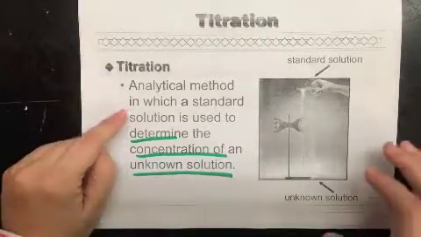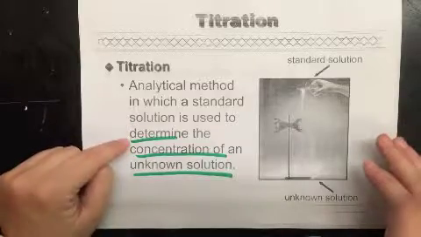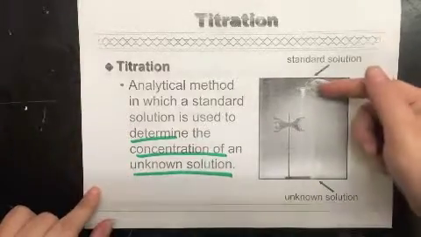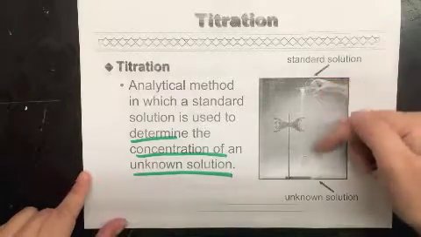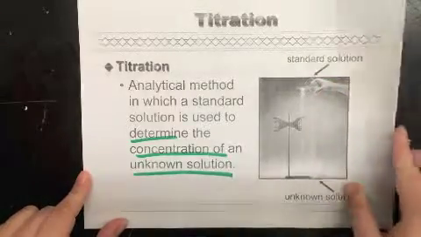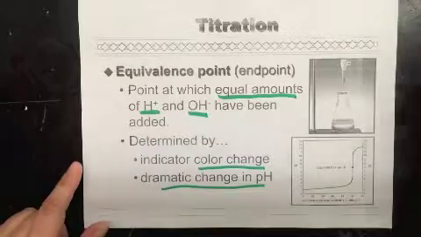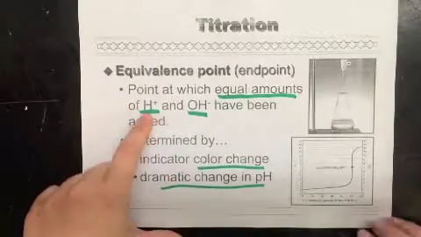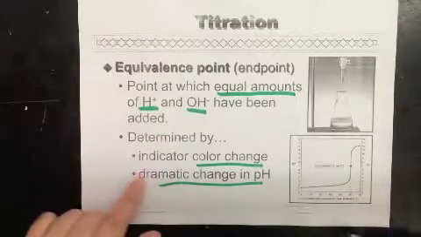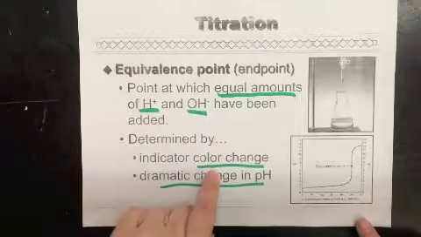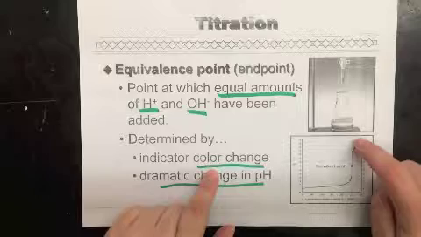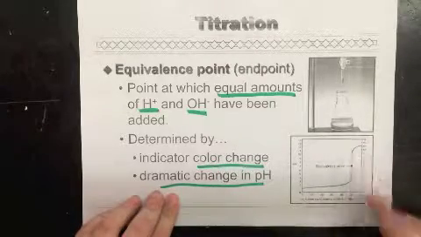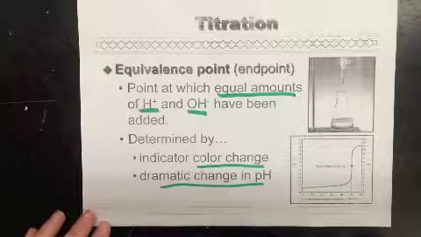Titration is an analytical method in which a standard solution is used to determine the concentration of an unknown solution. You do this by adding a solution that you know the concentration of to the unknown solution and finding the equivalence point. The equivalence point is when you have equal amounts of H plus and OH negative, and you're able to tell when you have equal amounts if there's some sort of dramatic color change, so you have some sort of indicator in the solution. Or you can tell a dramatic change in pH by some sort of graph and you're calculating the pH.